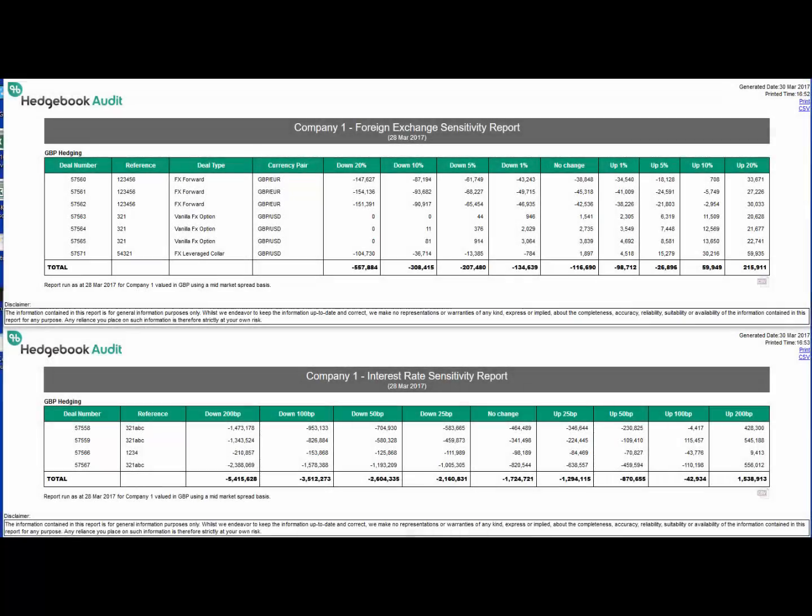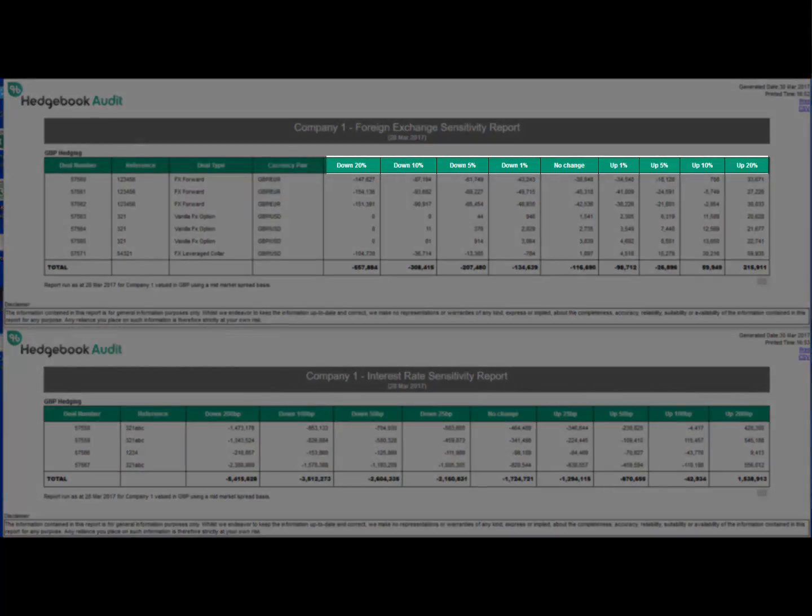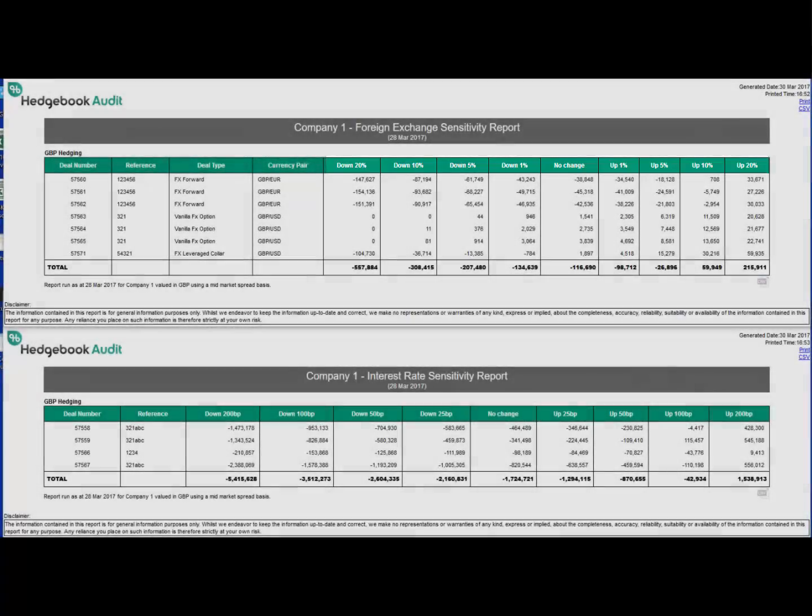Other reports relevant to the audit process are the FX and interest rate sensitivity reports. The FX sensitivity report shows the valuation of FX financial instruments under several theoretical market rate movements, specifically plus and minus 1, 5, 10, and 20%.